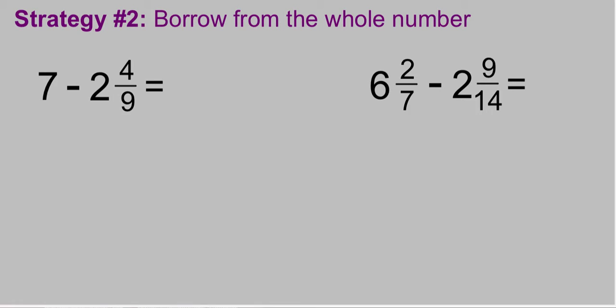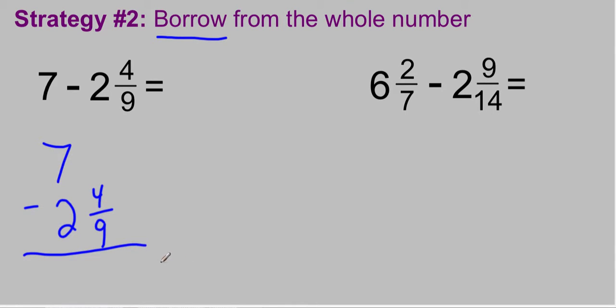Strategy number 2, a lot of you will remember from last year. We're going to borrow from the whole number. So for those of us who had me last year, you might remember a lot of these problems we wrote in a vertical format. 7 minus 2 and 4/9. Now the problem is we don't have any fractions to subtract away the 4/9. So just like you would in a subtraction problem, you do a little bit of borrowing. So we're going to borrow from our whole number. So we're going to borrow one of them. So the 7 became a 6.